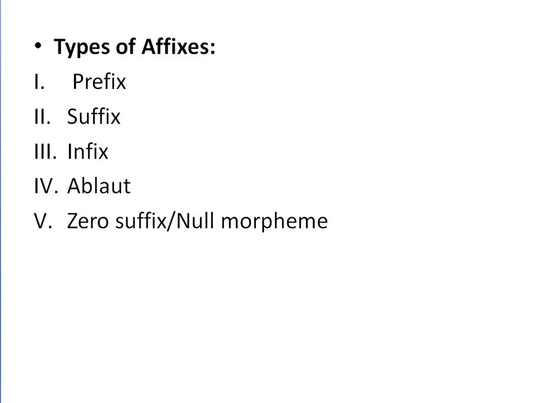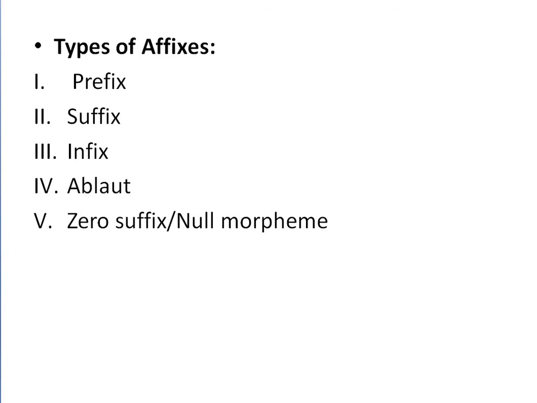The next one we have studied is ablaut. What is ablaut? Ablaut is when there is no attachment at the beginning or at the end or in the middle. It is the change in the vowel of a root word, like from man to men, singular man to plural men. In men the vowel sound is changed.